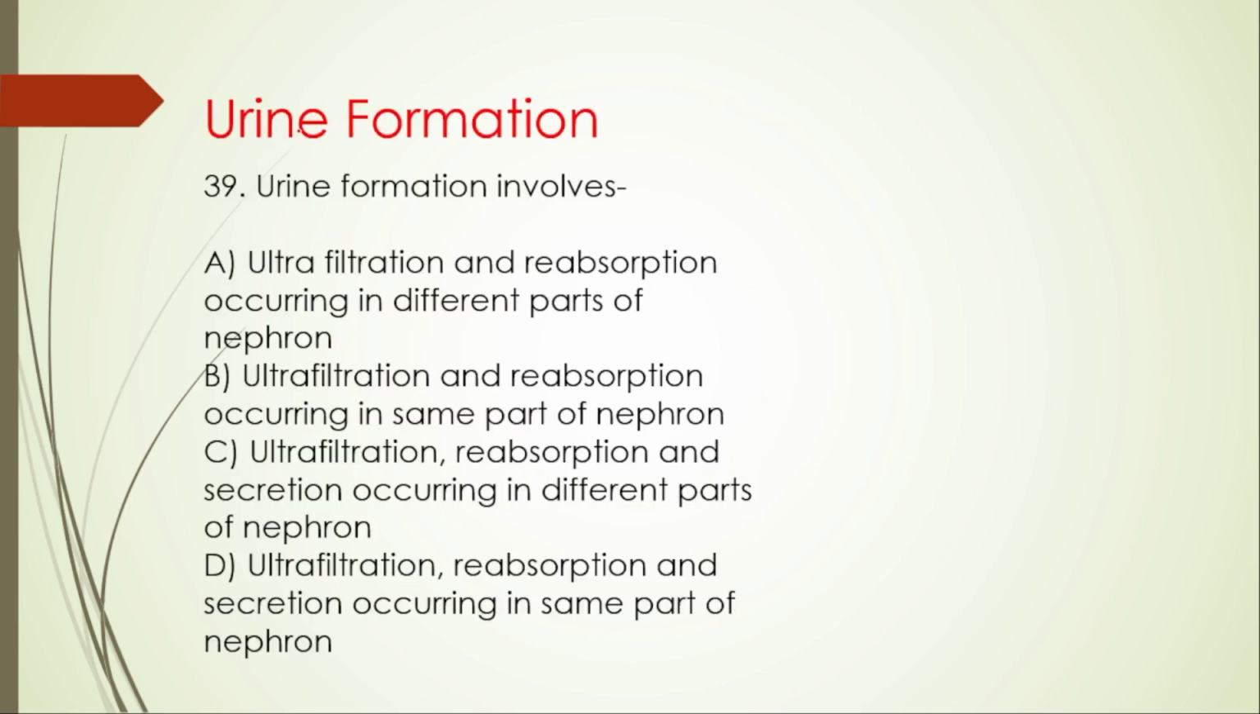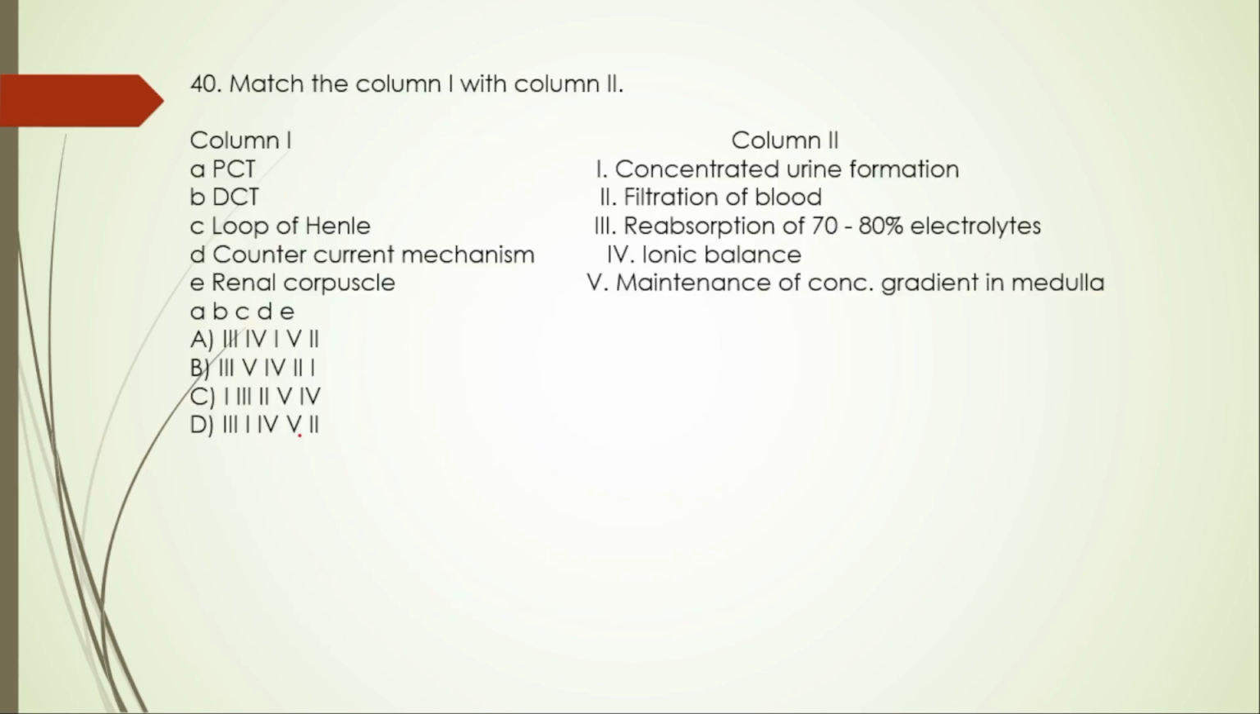Next, 39th one, urine formation involves: A. Ultrafiltration and reabsorption occurring in different parts of the nephron. B. Ultrafiltration and reabsorption occurring in same part of the nephron. C. Ultrafiltration, reabsorption and secretion occurring in different parts of the nephron. This one is right. 40th one, match the following question. Column 1 with column 2. A, PCT, it reabsorbs 70 to 80% electrolytes. So A is 3.